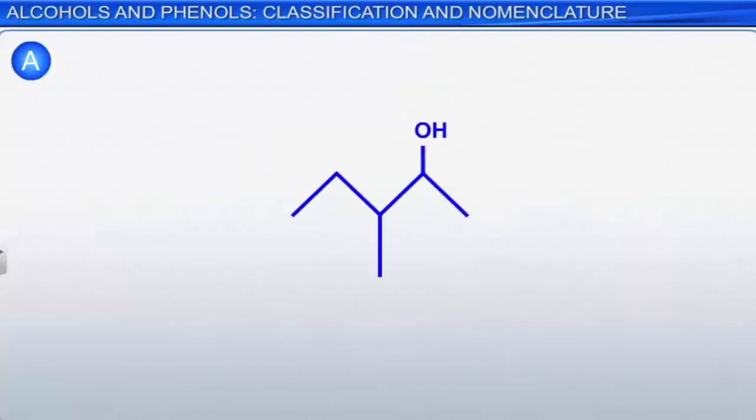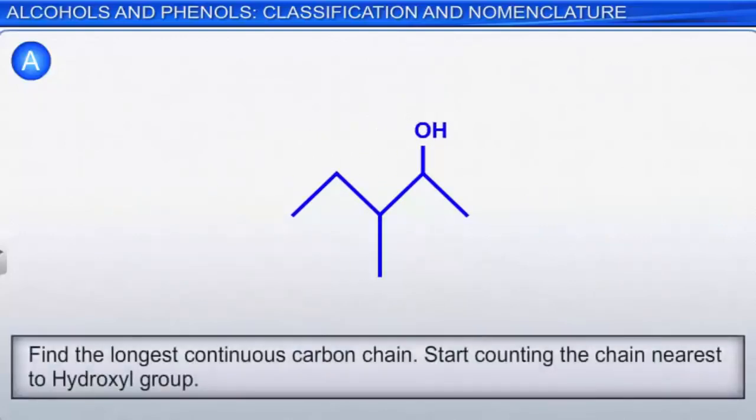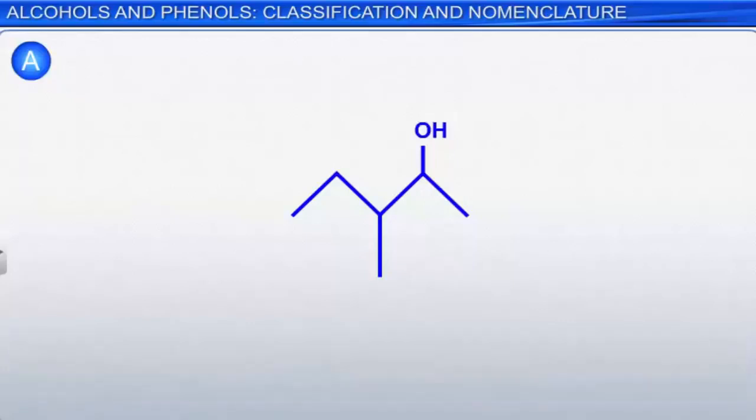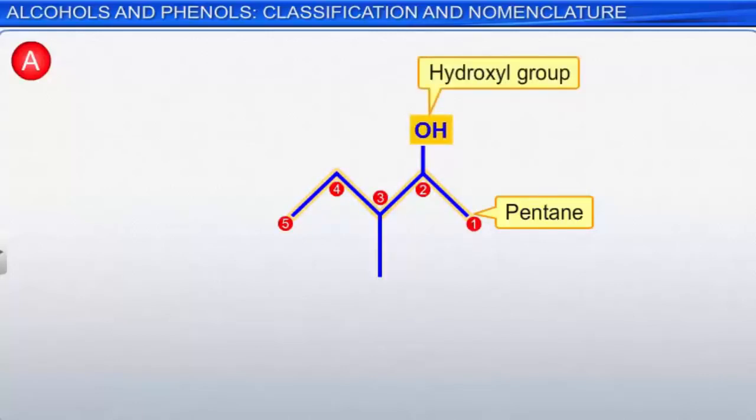When naming organic compounds, remember to find the longest continuous carbon chain. Start counting the carbons at the end of the chain nearest to the hydroxyl group. In molecule A, the longest continuous chain has 5 carbons. Start counting from the right-hand side of the molecule at the end nearest to the hydroxyl group. Notice that the hydroxyl group is on carbon 2.